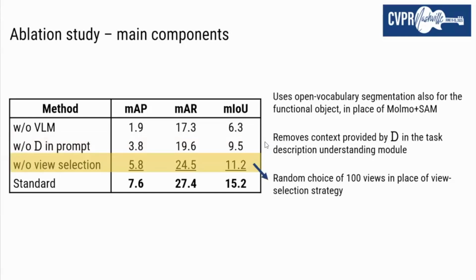Finally, we remove the view selection mechanism, and here, instead of sampling 50 views with view selection, we sample 100 without view selection, and the results are quite a bit worse. And also the computational cost is much higher.